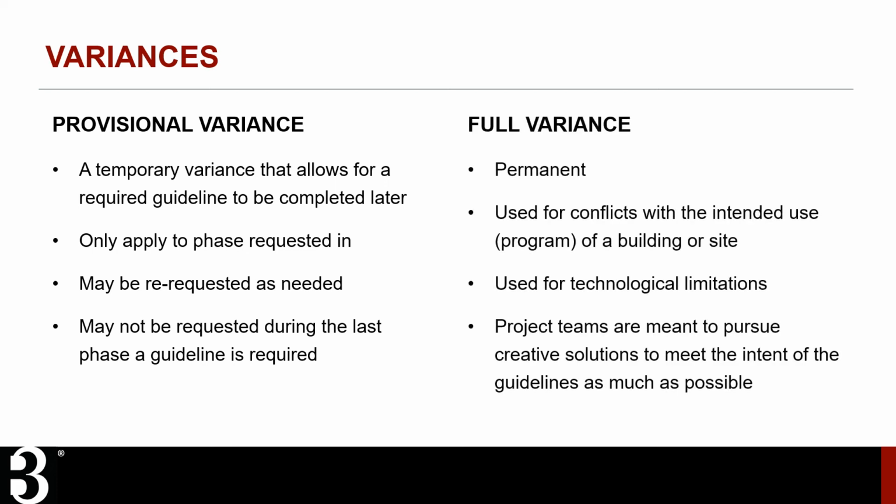The second type of variance is a full variance. Unlike provisional variances, a full variance is permanent. Full variances can be requested for programmatic reasons when guideline requirements interfere with the intended use or program of the building or site. Full variances can also be requested due to technological limitations, when available technologies or methodologies do not enable the project to meet B3 requirements. When requesting a full variance, the project team must pursue creative solutions to meet the intent of the guideline as much as possible.